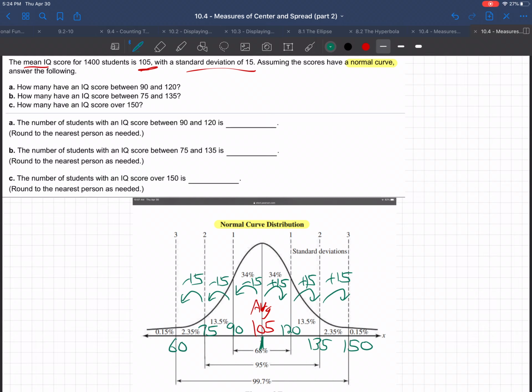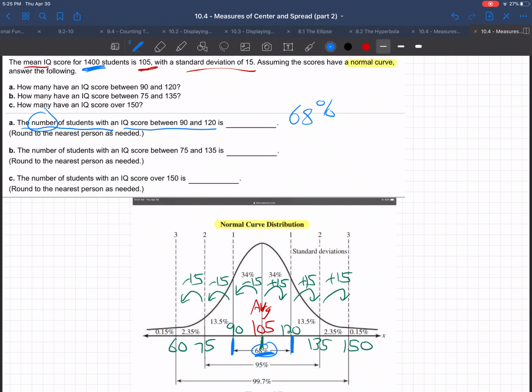Okay, let me move this out of the way just so we can see it better. So there we go. Now let's answer the questions they have for us. They're saying, find the number of students with an IQ score between 90 and 120. So 90's right there, 120's right there. That's 68% of the students. But careful, they didn't ask you for percentage, they asked for the number. Well, how many students? Remember, there's 1,400 total in this study.